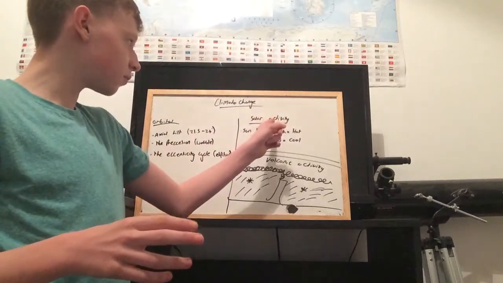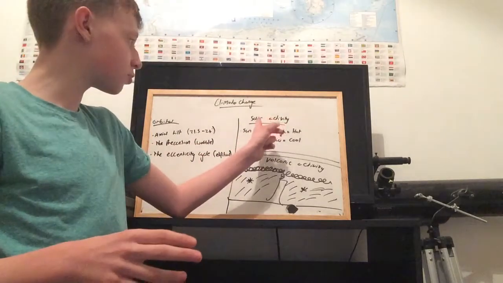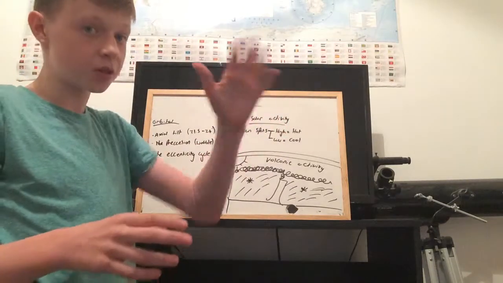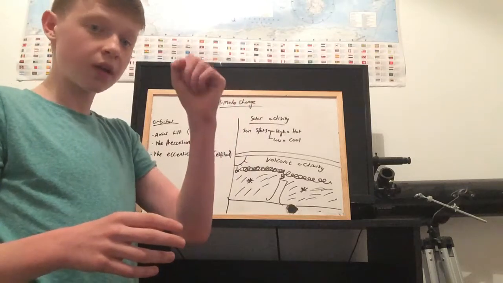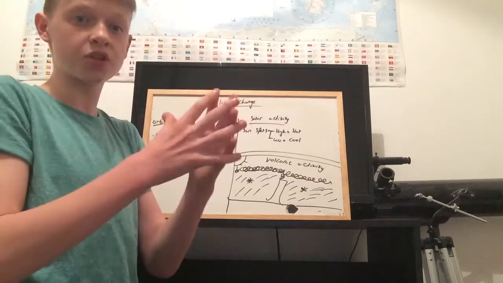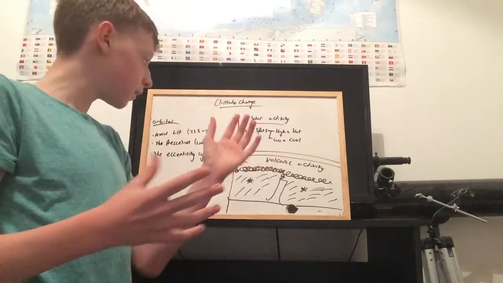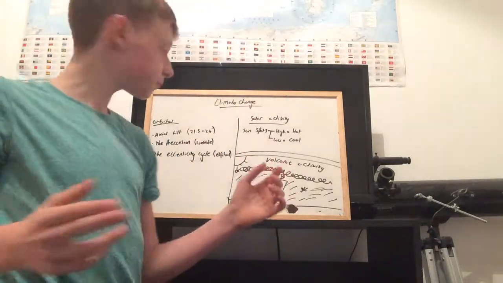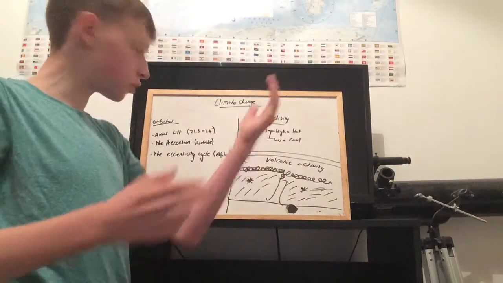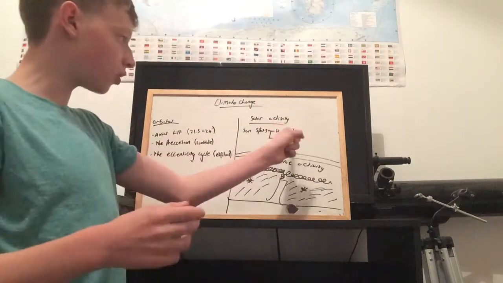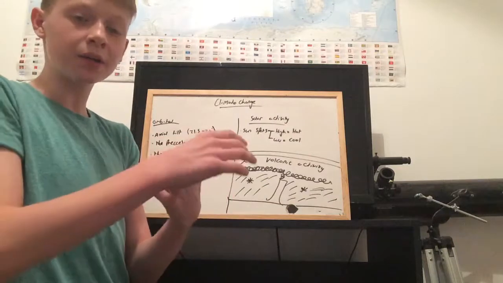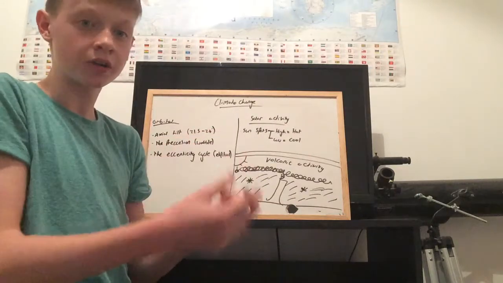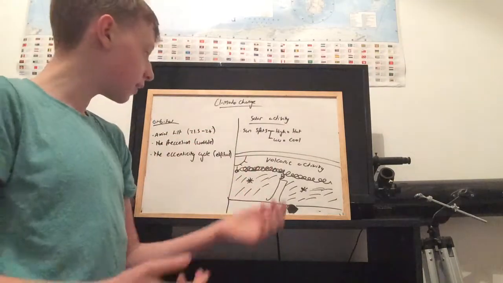The second way climate change is happening is through solar activity. This is sunspots. The more sunspots there are on the Sun, the warmer it is. On the other hand, the fewer sunspots, the cooler it is. That's all you need to know. So remember, high, hot, low, cool. High amounts of sunspots equals hot, and low amounts, cool, obviously.